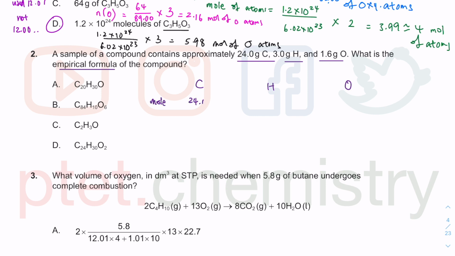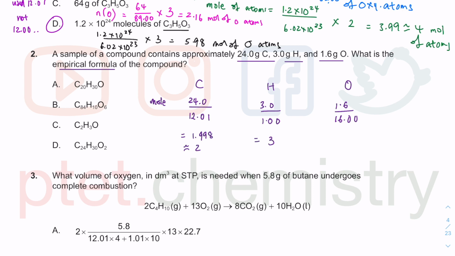So that's 24.0, divided by the relative atomic mass as given in the IB periodic table, and that is given as 12.01. So this is 3.0 divided by 1.00. This is 1.6 divided by 16.00. So moving that onto your calculator, 24.0 divided by 12.01, I get 1.998, that is roughly 2, obviously.